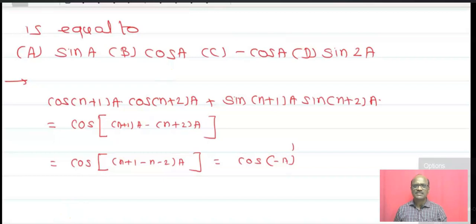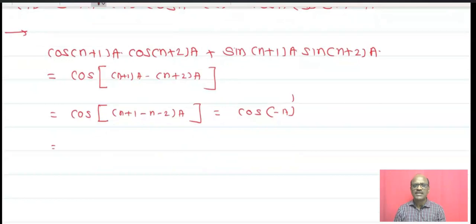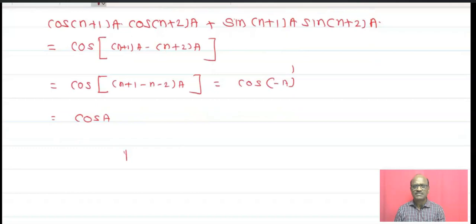Now see here, that is cos a. Therefore, option B is the correct one.